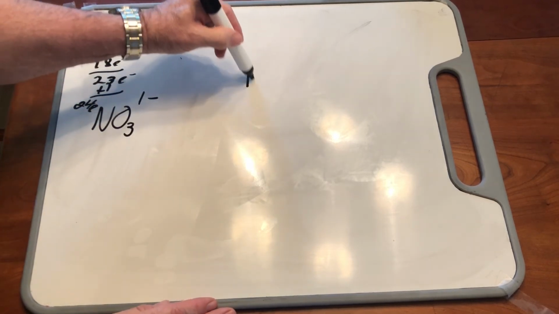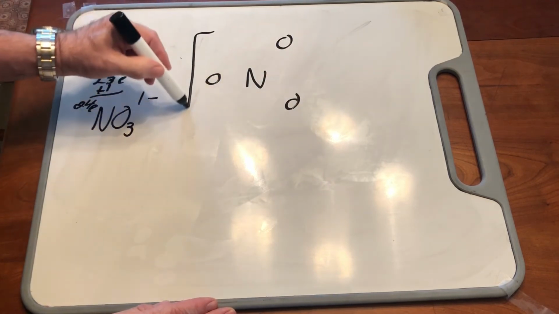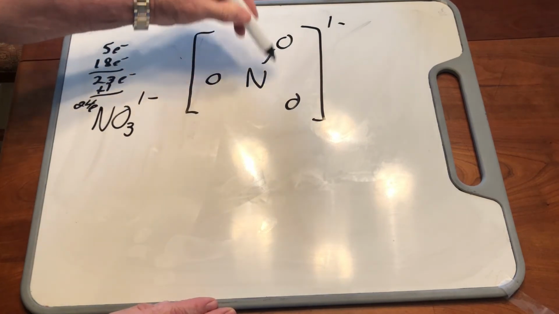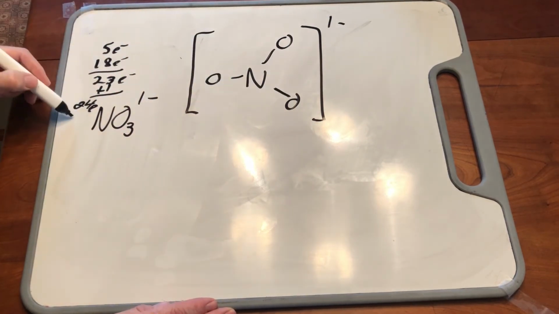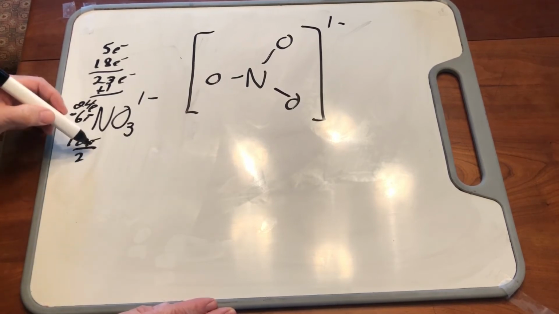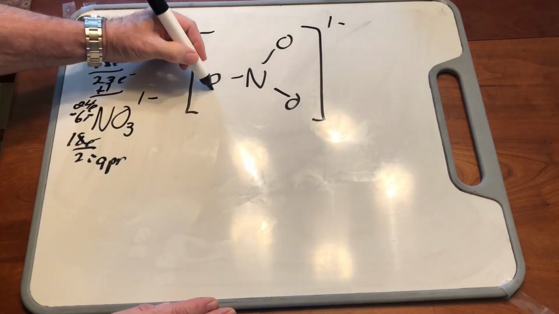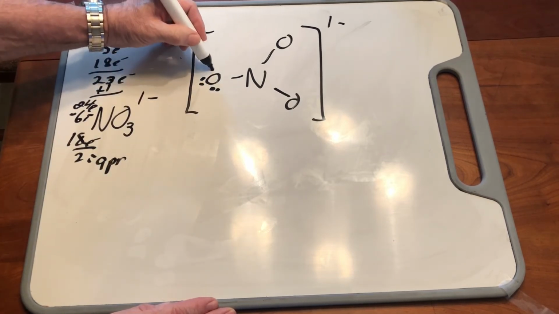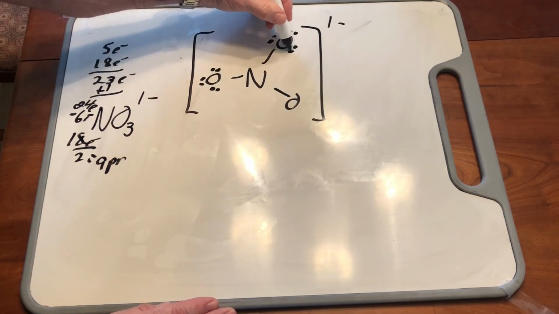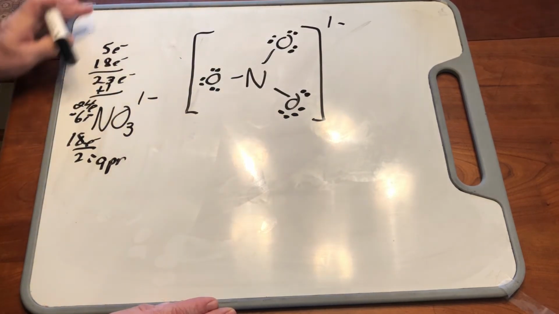Now let's start out by just writing our N and putting 3 O's around it. We know it's an ion, so it's got to have brackets and the charge outside. Now we connect 1, 2, 3. That knocks off 6 electrons, so we've got 18 electrons left. That is 9 pairs. So let's start writing the pairs in. 1, 2, 3, 4, 5, 6, 7, 8, 9. We're done, right? No, we're not.